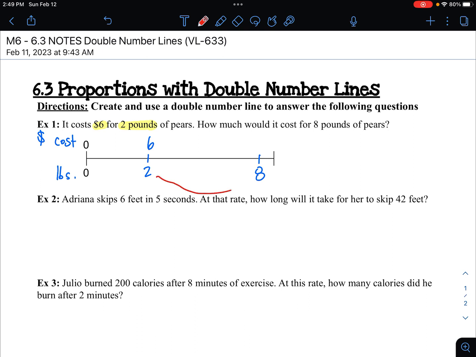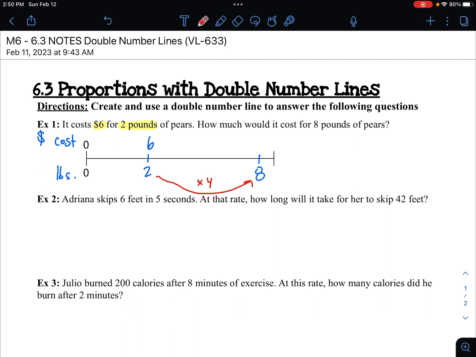What we want to ask ourselves is, how do I get from 2 to 8? When we're talking proportions, we're talking about relationships that are multiplicative, which means you're either going to multiply or divide. No adding and subtracting with this. So how do I get from 2 to 8? Well, I multiply by 4. So 2 times 4 gets us 8. And if you're not sure about that, you can just do division. How do I get from 8 to 2? Just do 8 divided by 2, and your answer ends up being 4.